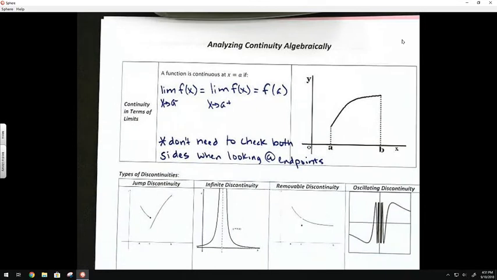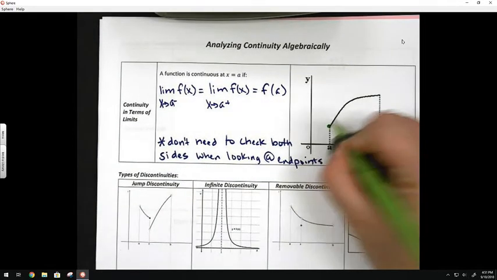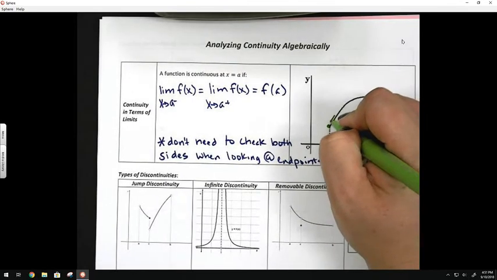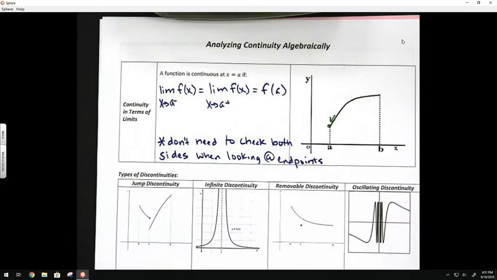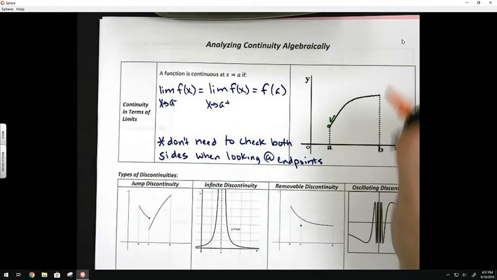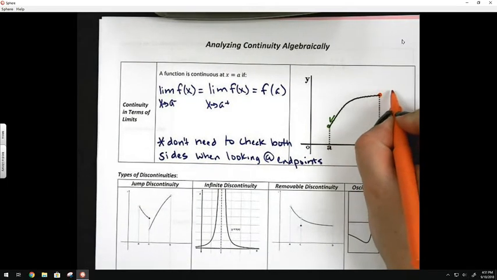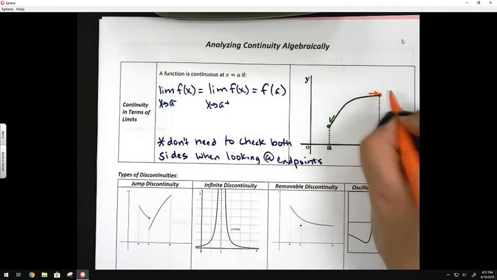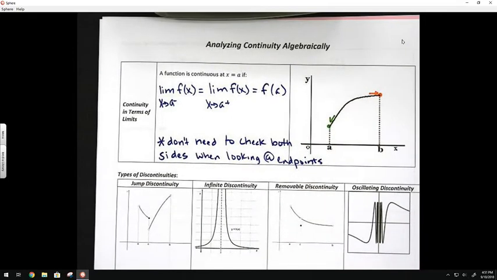So for example, if we were looking for the limit at a right here, it wouldn't make sense to look at the left limit. We would only have a right-sided limit and then a function value at a. And same goes for b over here. It wouldn't make sense to have a limit from the right because there is nothing from the right. However, we would have our left-sided limit and then the function value.